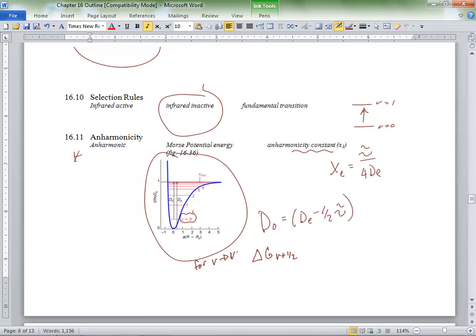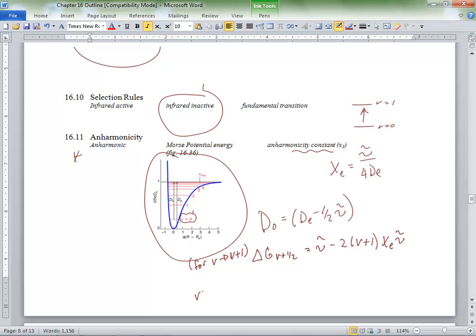Okay, I'll write them down then. It's in the book, but you're going to need it for the homework, so it's nice just to have it all in one spot. For V going to V plus 1, how do you get the energy? You use this equation when anharmonicity is important: wave number minus 2, quantum number plus 1, anharmonicity constant, wave number again.